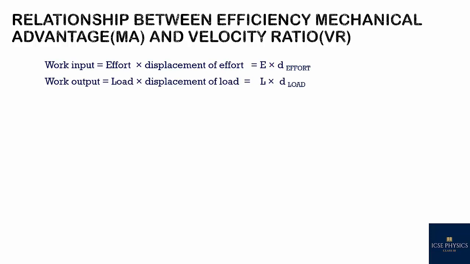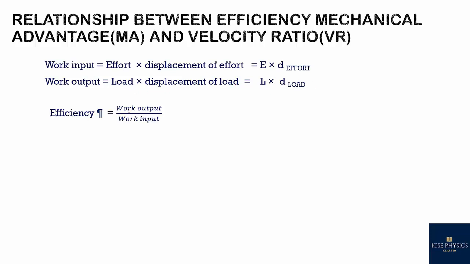Now coming to the relationship between efficiency, mechanical advantage and velocity ratio. This relationship is important in the sense you may get some 2 marks problem on it. So first, work input is force into displacement. Force here is effort. Effort into displacement of effort, that we have written. Again, what is work output? It's load into displacement of load. So we have written that.